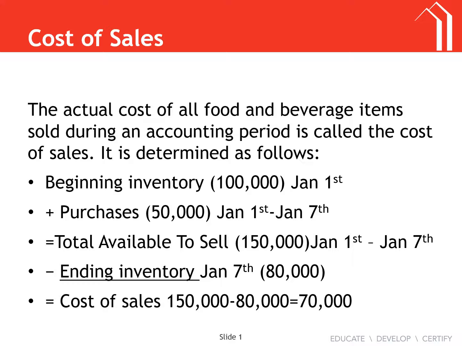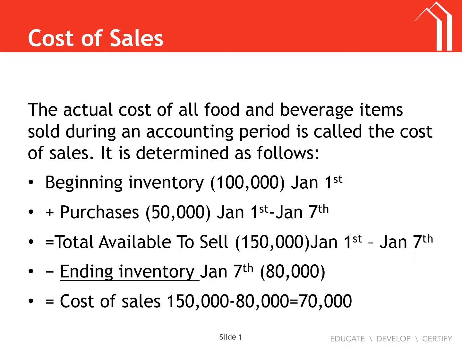And here's how you break it down. I put some date examples in here as I go through this. Let's just say on January 1st, your beginning inventory is $100,000. In other words, if you count all the food you have on site on January 1st, you have $100,000 worth of inventory on site. And let's say during the week, and we're going to use one week as our accounting period, you purchase $50,000 worth of merchandise, for the most part food.